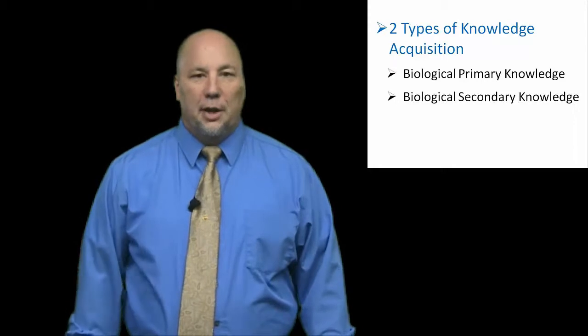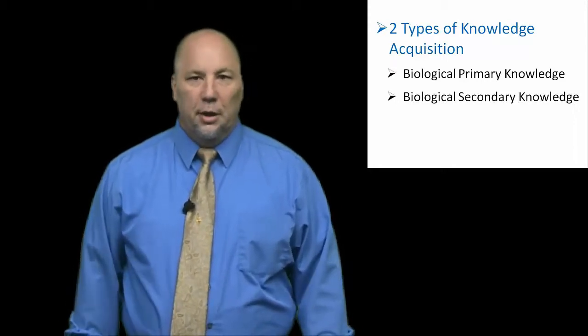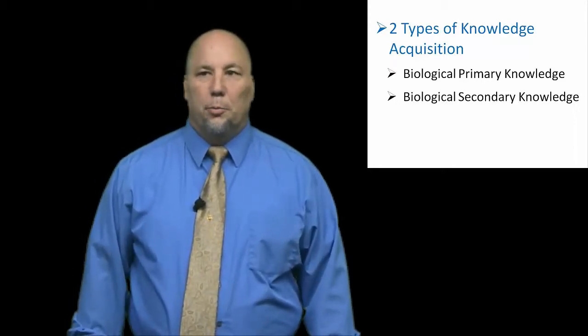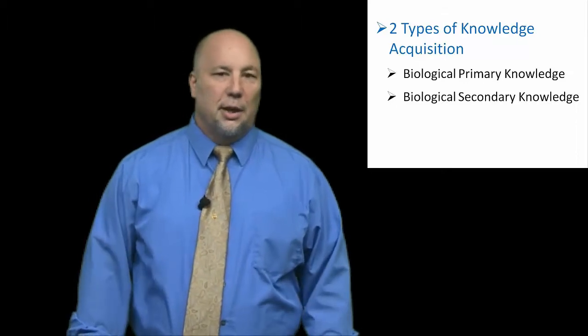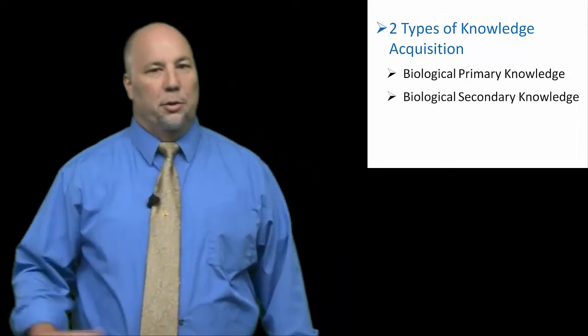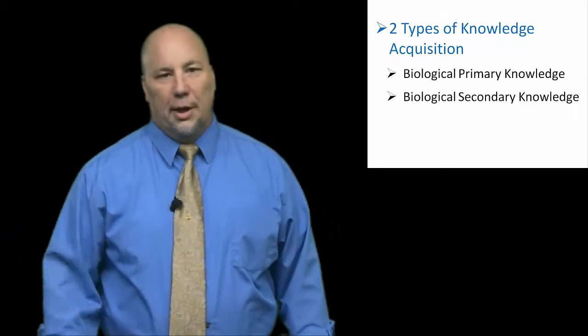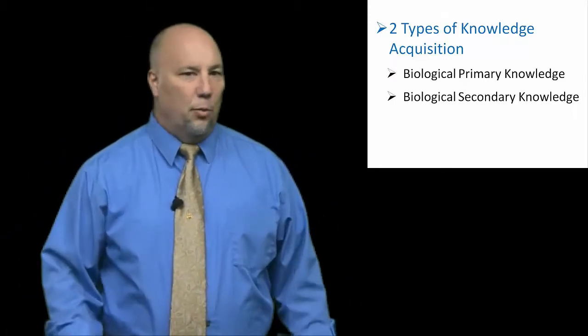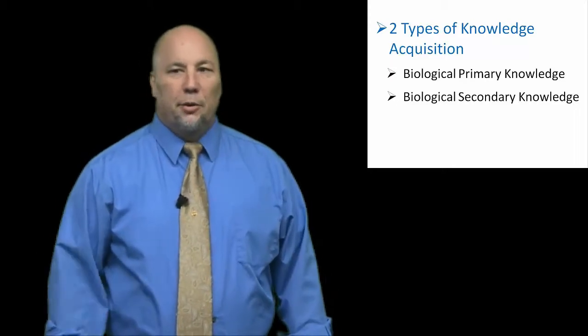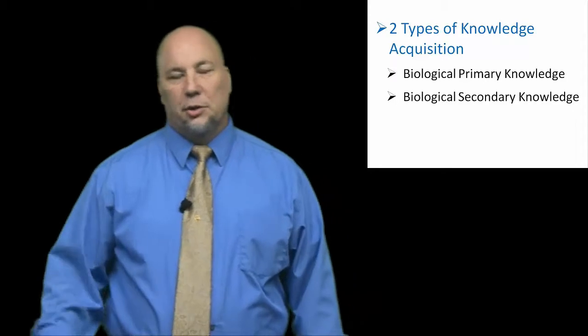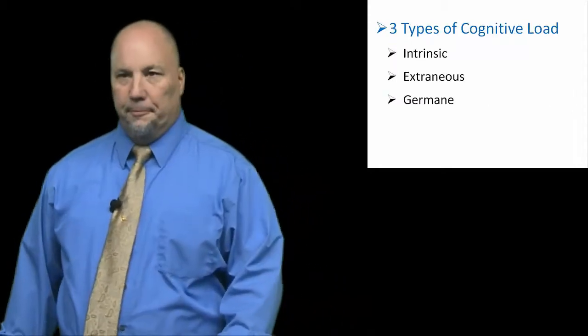There are two types of knowledge acquisition that we're going to be talking about. The first one is biological primary knowledge, and this is knowledge that you don't have to be taught. This is something you just naturally know, or it's a little bit more like an instinct. You just know how to do it. Things like eating, walking, talking. And then there's biological secondary knowledge. This is knowledge that we have to have somebody teach us. It's not natural to us. We have to be taught, so we learn it from somebody else.